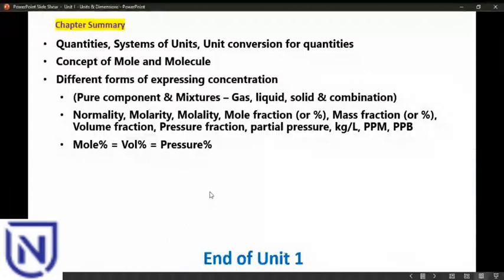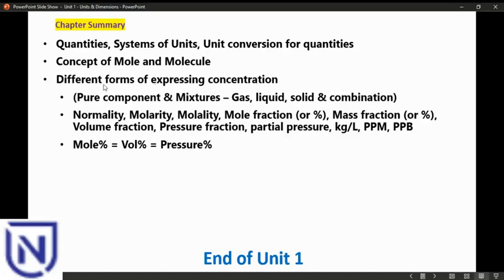Now let me summarize what we have learned in this chapter. We have learned quantities, system of units, and unit conversion for quantities. We have seen different systems of units, that is SI, MKS, FPS, CGS, and we know how to do the conversion among them. We know the conversion factors also. Then we came across mole and molecule, how to convert mole to mass using molecular weight. I told you that mole multiplied by molecular weight gives you mass. Don't forget that equation. In the next two units, you are going to use it again and again for most of the problems. Mole into molecular weight.